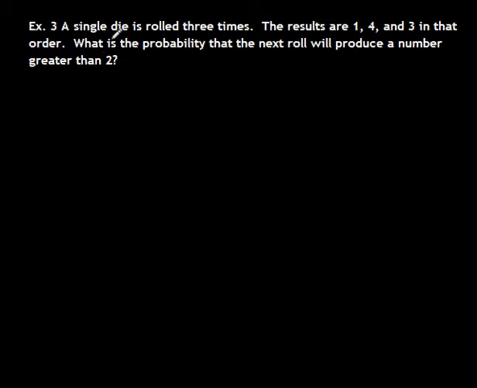A single die is rolled 3 times. The first time they got a 1. In the book they have it written nice and cute like this. The second one they had a 4. And the third one they rolled was a 3. What is the probability that the next roll will produce a number greater than 2?